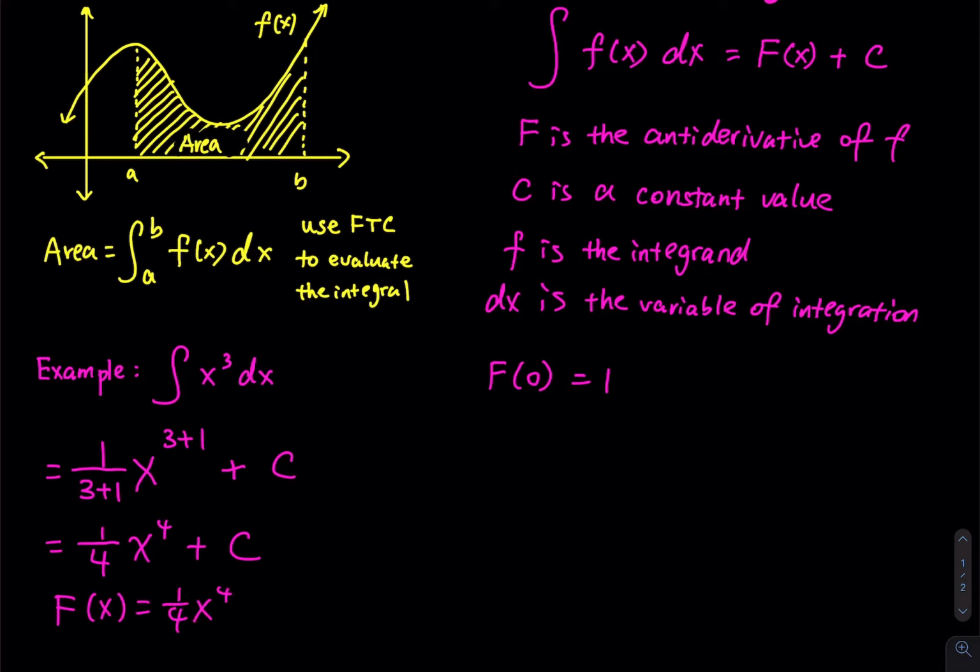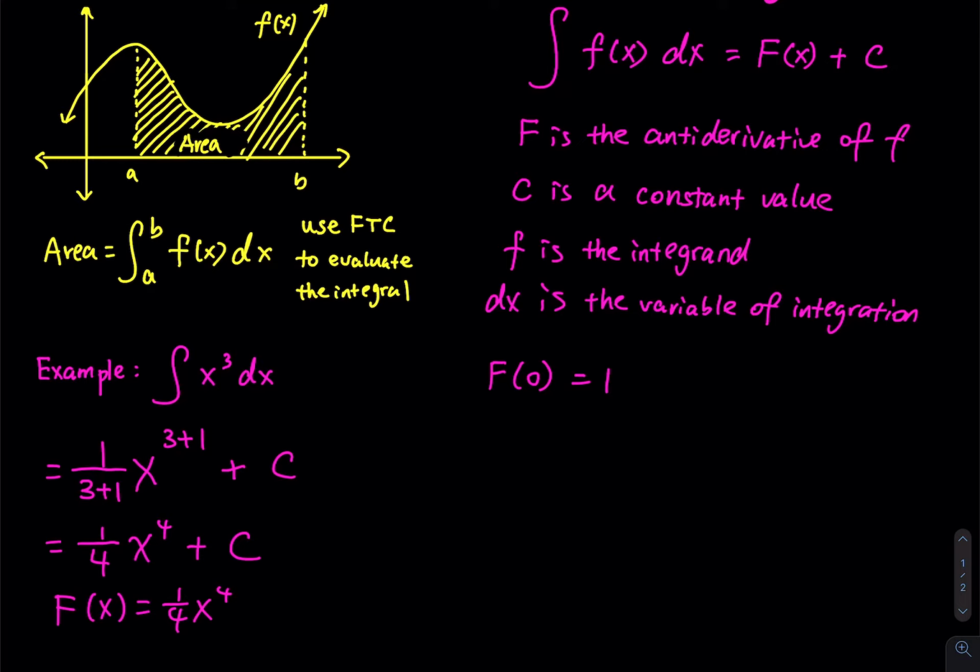How do I know this is right? Simple. All you have to do is take the derivative of capital F, and you will go back to the integrand x to the third, right? You bring down the power 4 and then take 4 minus 1. The 4 and the 1/4 get cancelled. 4 minus 1 is equal to 3. So you get the integrand back.